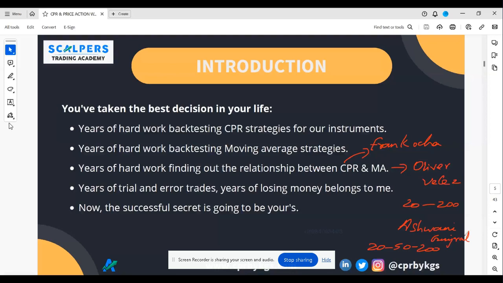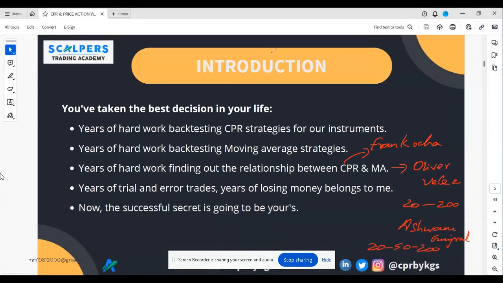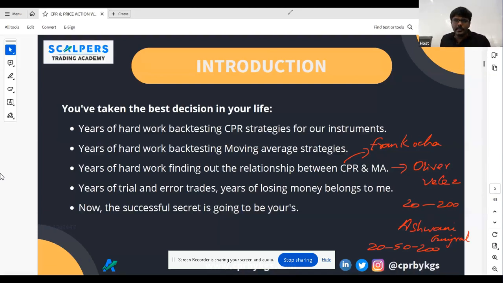And also Ashwani Gujral did not talk about multi-time frame analysis. Frank Ochoa books also did not talk about multi-time frame analysis. Oliver Willis videos also did not talk about multi-time frame analysis. So I have applied it in different time frames to figure out the trades which will give us the maximum profit.